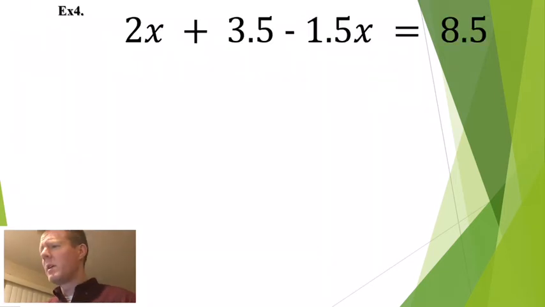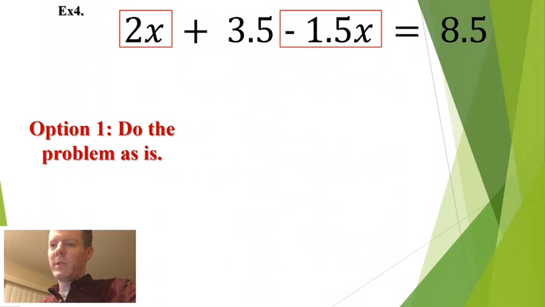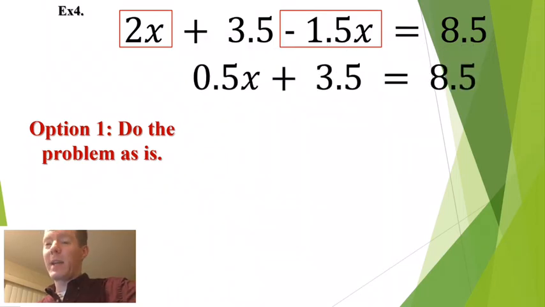Final example. I have this one listed twice as well. So here it is, 2x plus 3.5 minus 1.5x equals 8.5. So option 1, do the problem straight up, do it as is. If I look at this, I will notice that on the side that has x, there are actually 2 like terms. I have a 2x and I have a minus 1.5x. So I can combine those terms first, and I should combine those terms first. That gives me 0.5x, a positive 2x and a negative 1.5x. That's positive 0.5x. Still have that constant plus 3.5.